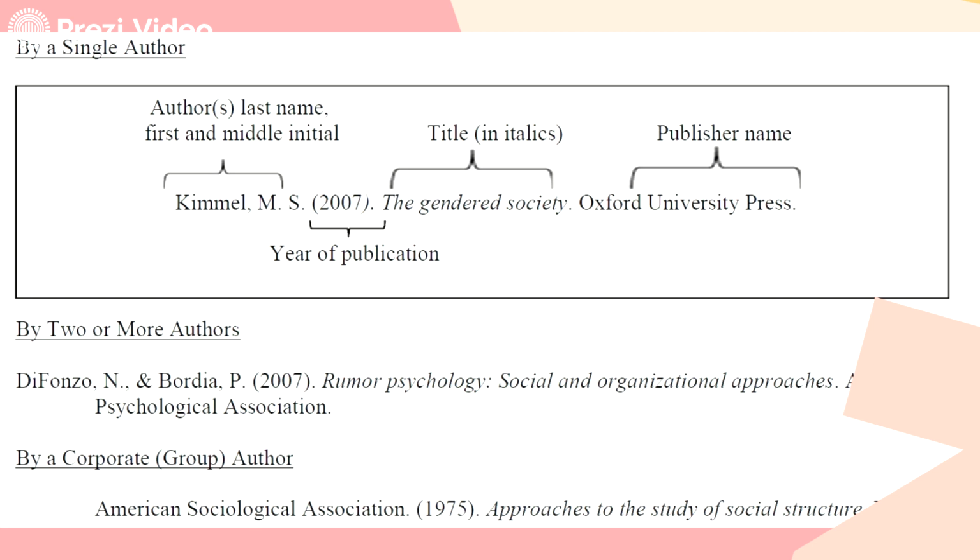Now, for a corporate group or author, if the book was written by an association or a group of people, then the author will be the name of the association, which is the American Sociological Association. You don't put the abbreviation, you spell it out. Okay, and then period, then the same concept, the year inside parentheses, period, the title of the book, period, and so on and so forth.